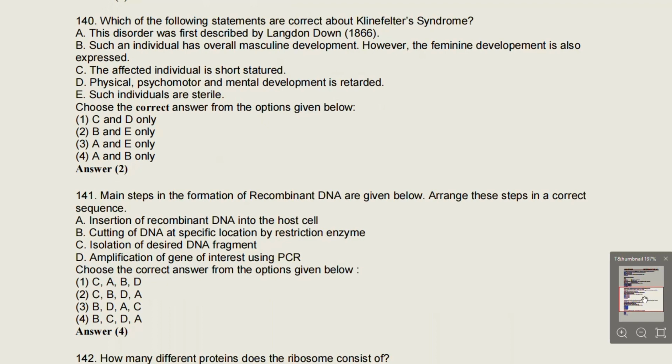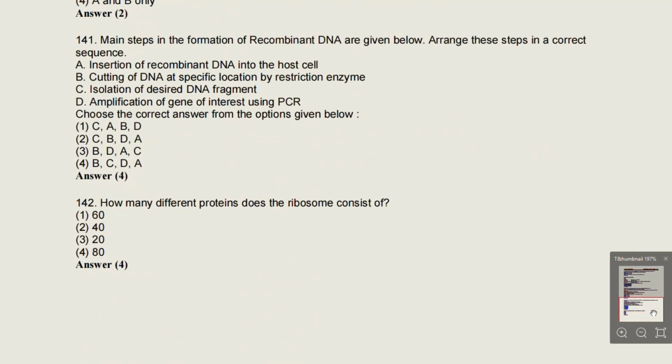So the next one is, how many different proteins does the ribosome consist of? So the answer is option 4, 80. This question is taken from Unit 7 Genetics and Evolution, Chapter 5 Molecular Basis of Inheritance.